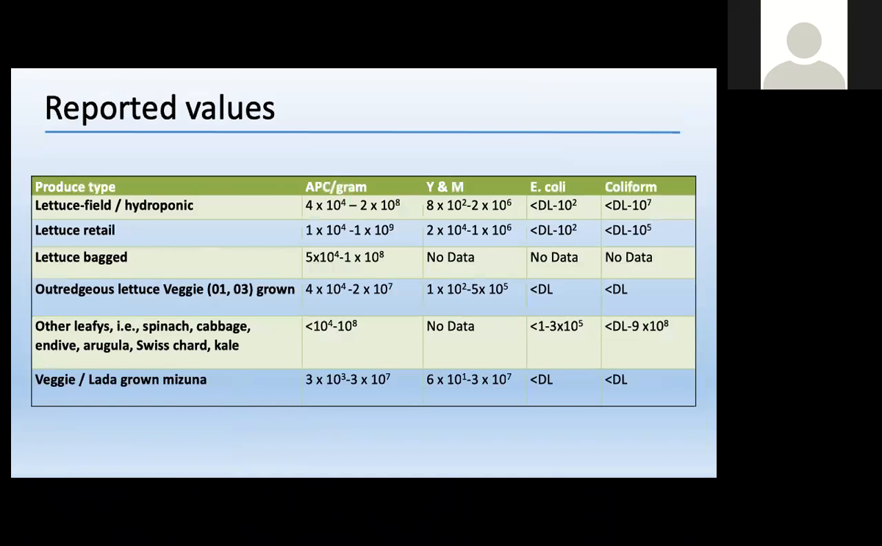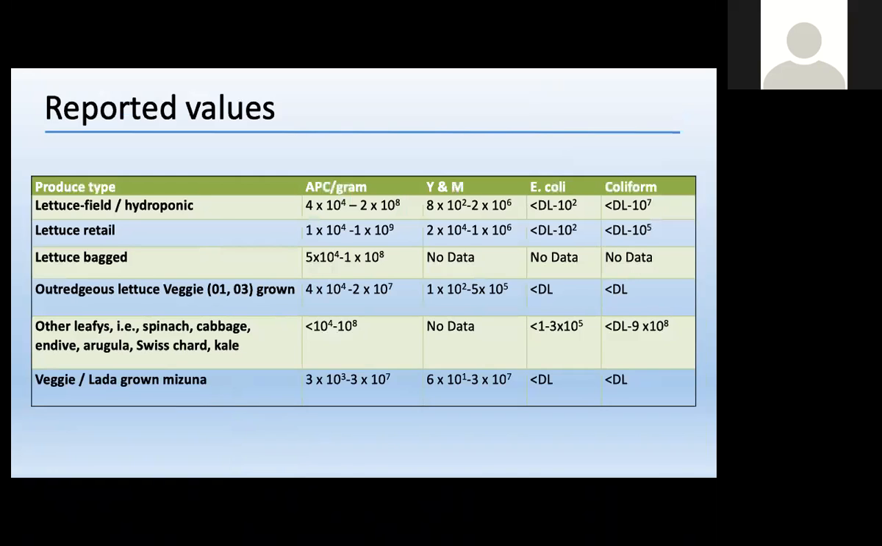So this project then had 3 components where we did a pretty complete literature review to look at what values are reported in retail and farm produce similar to the types that we're looking at. We also sampled market produce, which I'll talk about in a few minutes, and then also produce that was grown in our controlled environment chambers.